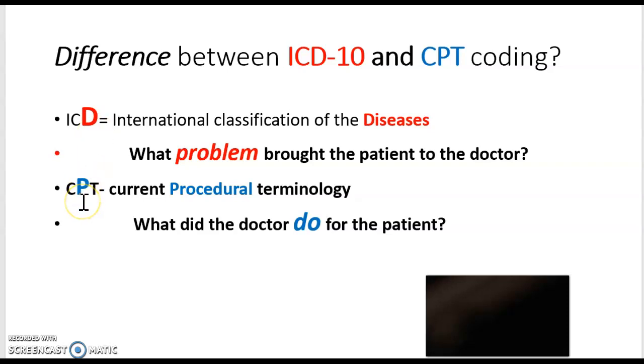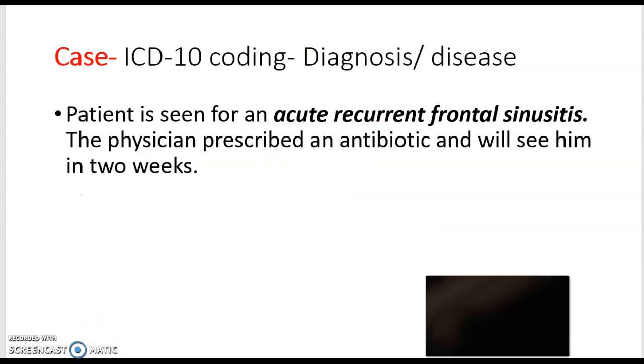Similar to that, CPT is your Current Procedural Terminology, meaning we code for the procedure. What did the doctor do for the patient? The P is the procedure the doctor is performing on the patient, and it could be anything: anesthesia, surgery, biopsy, a lab, x-ray, or anything like that. So we want to remember the P stands for procedure, and we want to ask that question every time we pick up the manual. So this is the scenario we're going to be coding for.